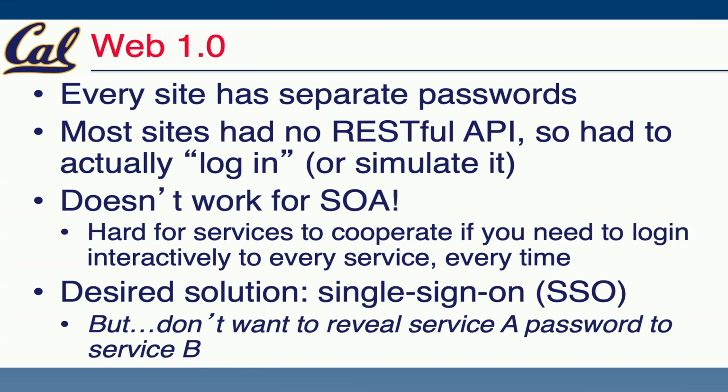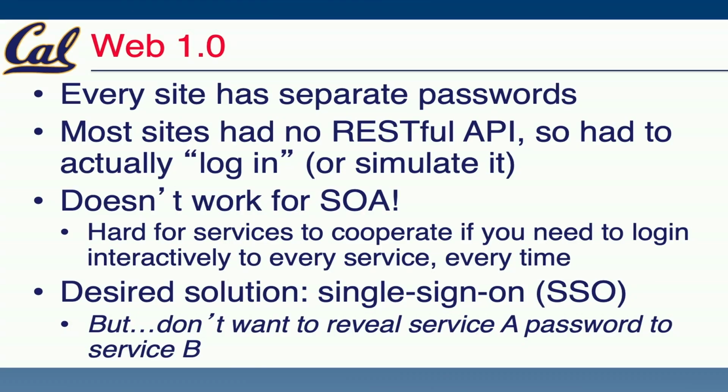So in the old days, and still today, right, websites have separate passwords, but if they don't provide a RESTful API, you don't have any way of accessing that kind of data or to simulate it. You would have to provide your username and password to a service to access that data. So in a service-oriented architecture approach, this really doesn't work, right? It's hard for services to cooperate with each other.